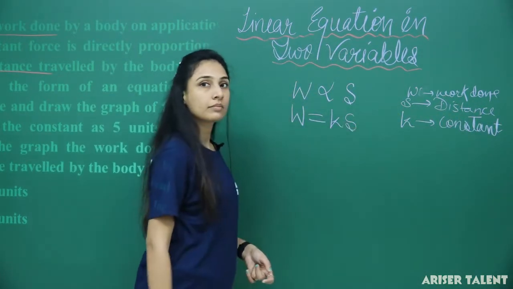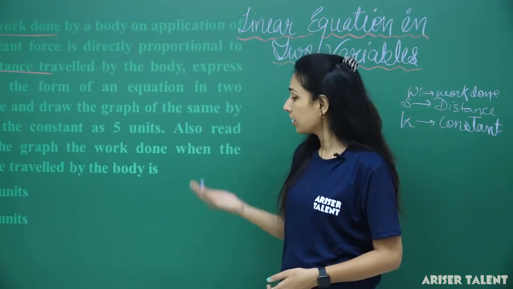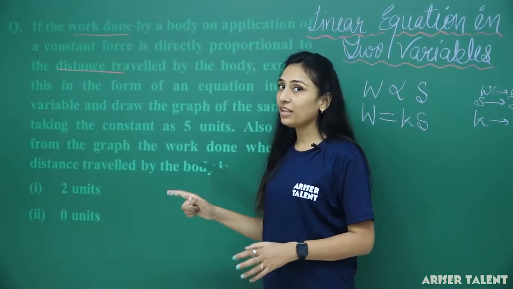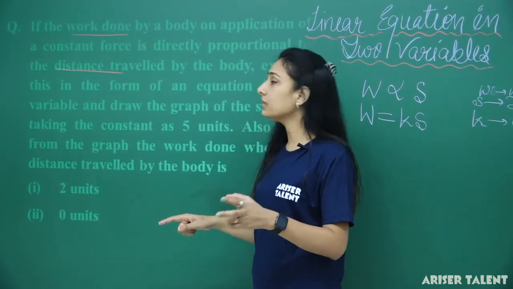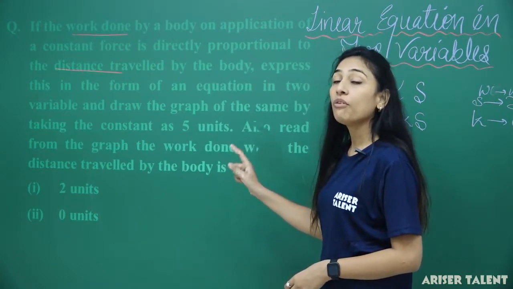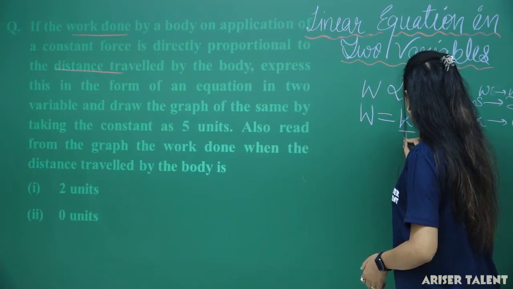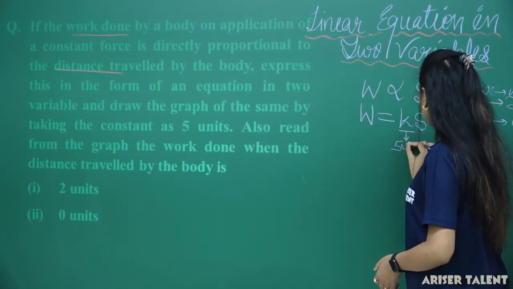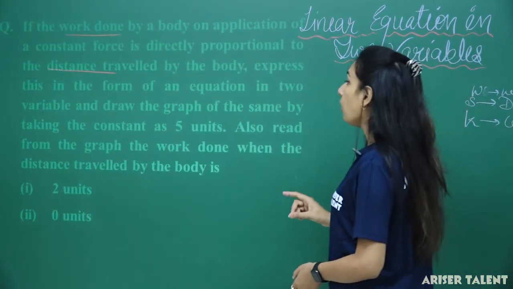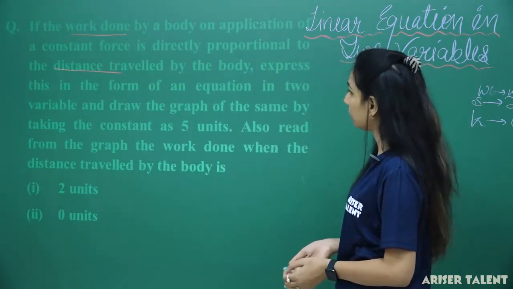W equals K times S. Now, what it's again saying is to express in the form of an equation in two variables. So, we have two variables, distance and the work done, and draw the graph of the same by taking 5 as the constant. 5 units is the constant, that means the value of K is given, K is 5 units. Now, also read from the graph the work done when the distance travelled by the body is 2 units or 0 units.